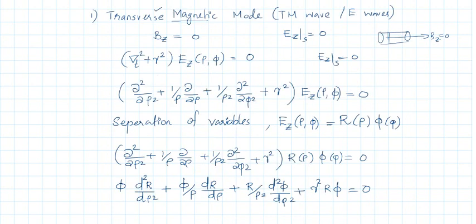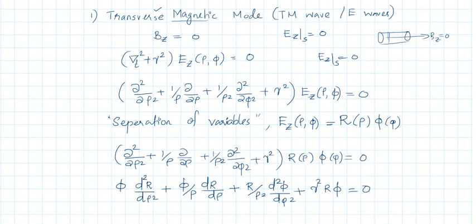So this Ez is a function of rho and phi. We can use a separation of variables. This is a partial differential equation. One of the methods for solving partial differential equations is separation of variables. Write Ez(rho, phi) as a product of two functions. One is a function of rho alone, the other one is a function of phi alone.